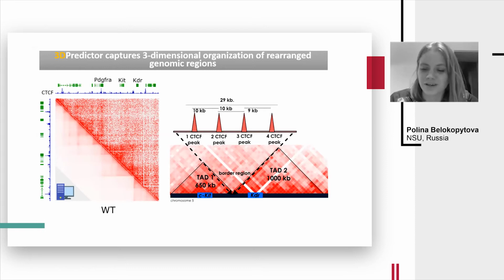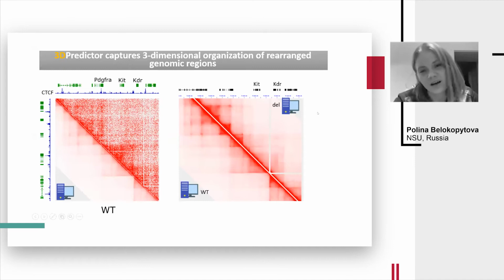So we try to predict these changes using the algorithm. Here is the prediction for wild type, and as you can see, the algorithm captured this TAD boundary. And here's the prediction for the deleted region, so the prediction of consequences of rearrangement. And the algorithm predicted that these TADs are merged.